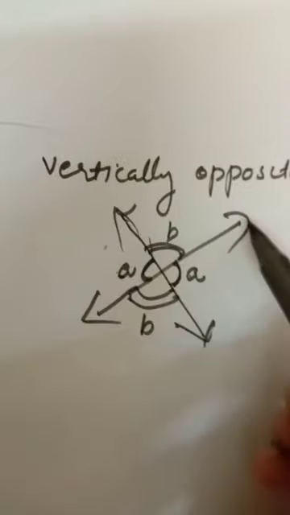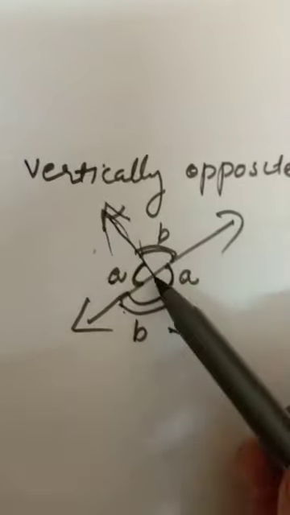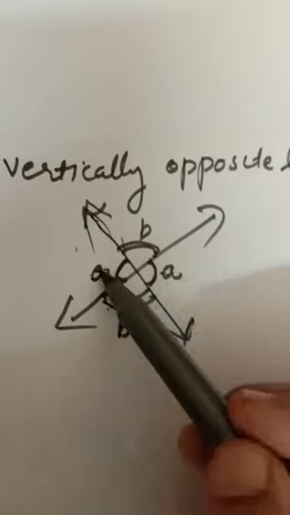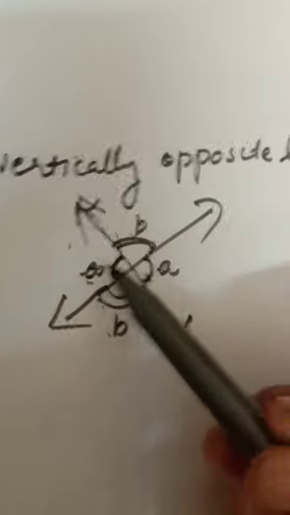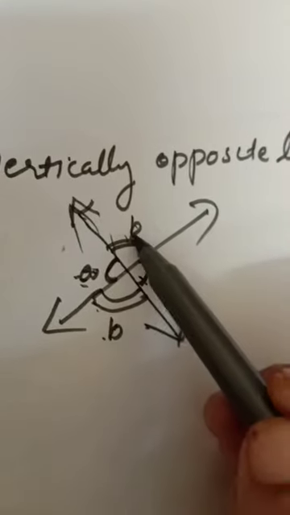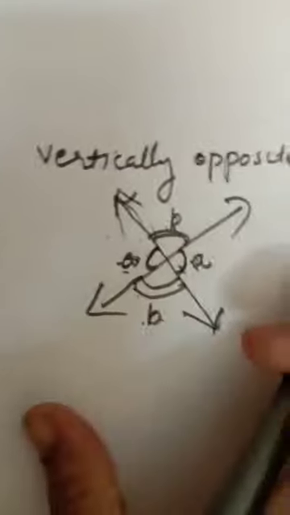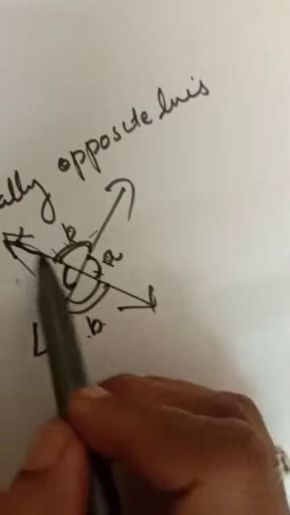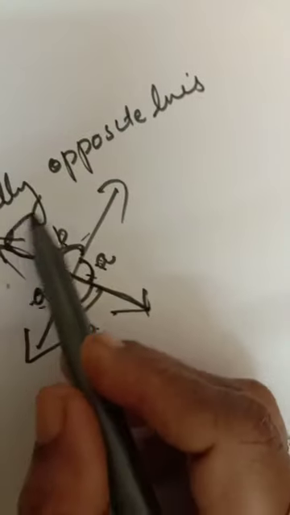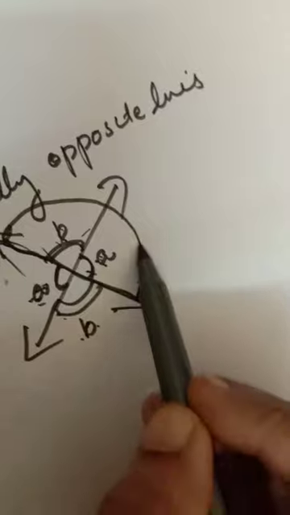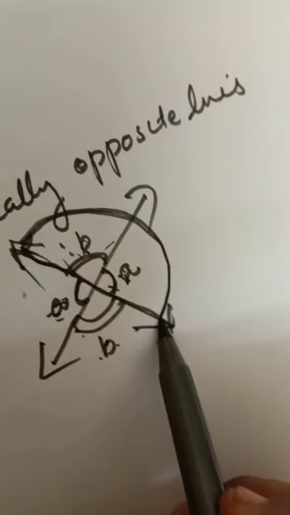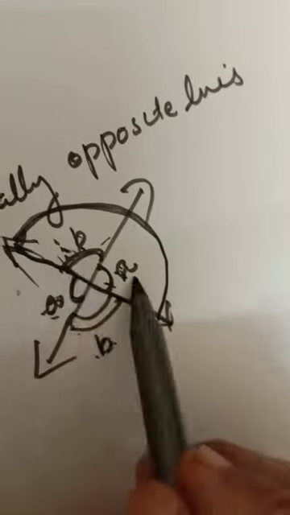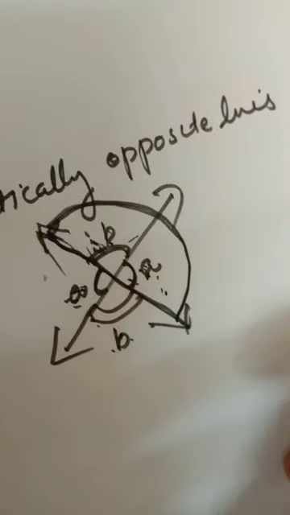When two lines intersect each other, then opposite angles are called vertically opposite angles. These angles are same. Here A, then here also A. Here B, then here also B. Now you check it, children. This is a straight line. You know that when you add two angles, this is called linear pair. Straight line angle is 180. When you add these two angles, you will get 180.